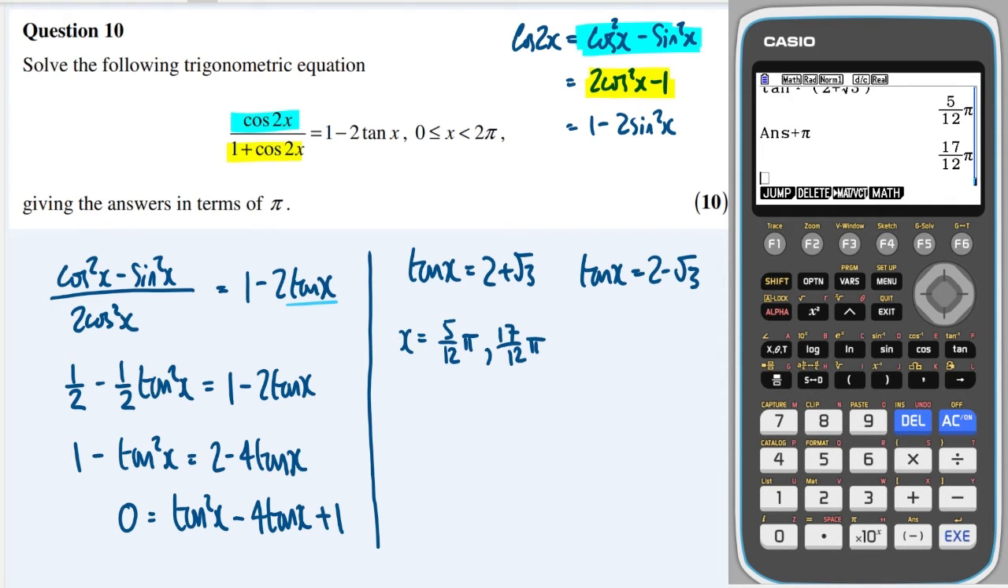Okay, and if I were to add 360 or 2 pi to either of those two, it's going to push me over the range, so I know I'm good. That's my final answer for those.